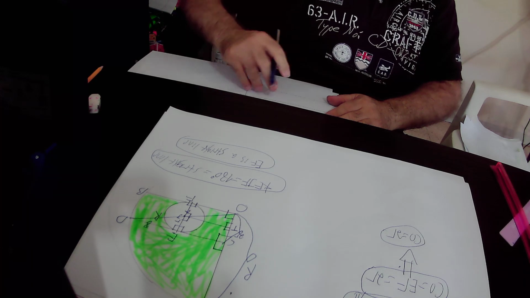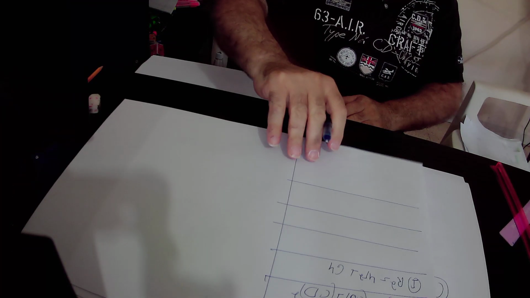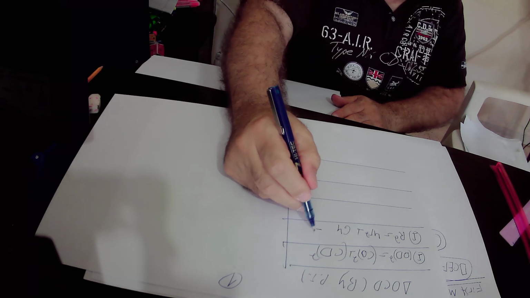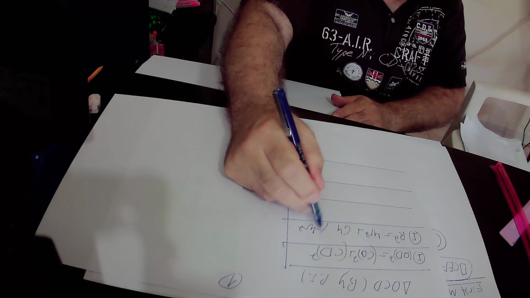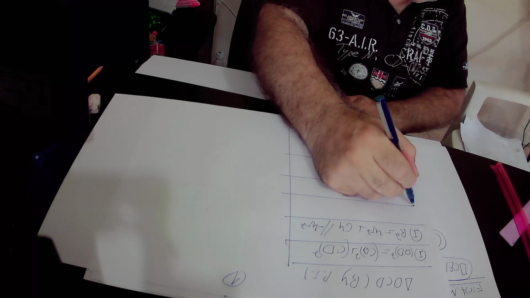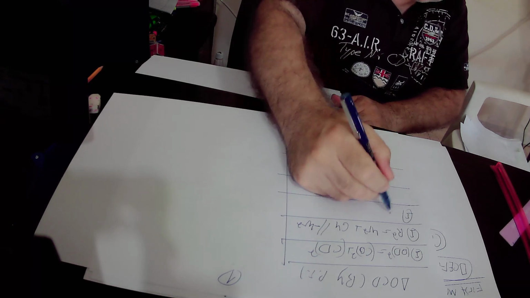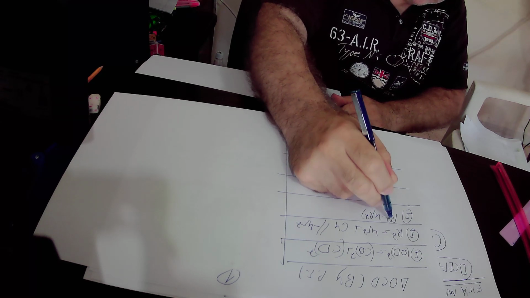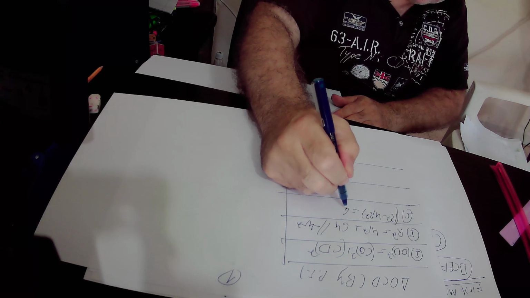So in conclusion, we found out that according to equation number 1, capital R squared equals 4R squared plus 64. Here we subtract 4R squared from this equation, equation number 1, and we get that capital R squared minus 4R squared equals 64.